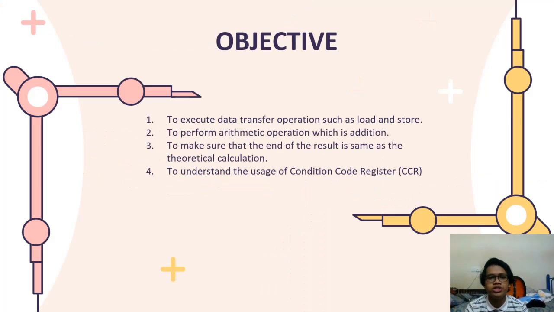Our objectives for the mini project are: first, to execute data transfer operations such as load and store. Second, to perform an arithmetic operation, which is addition. Next, to make sure that the result is the same as the theoretical calculation. And last but not least, to understand the usage of the condition code register, which we know as the CCR.